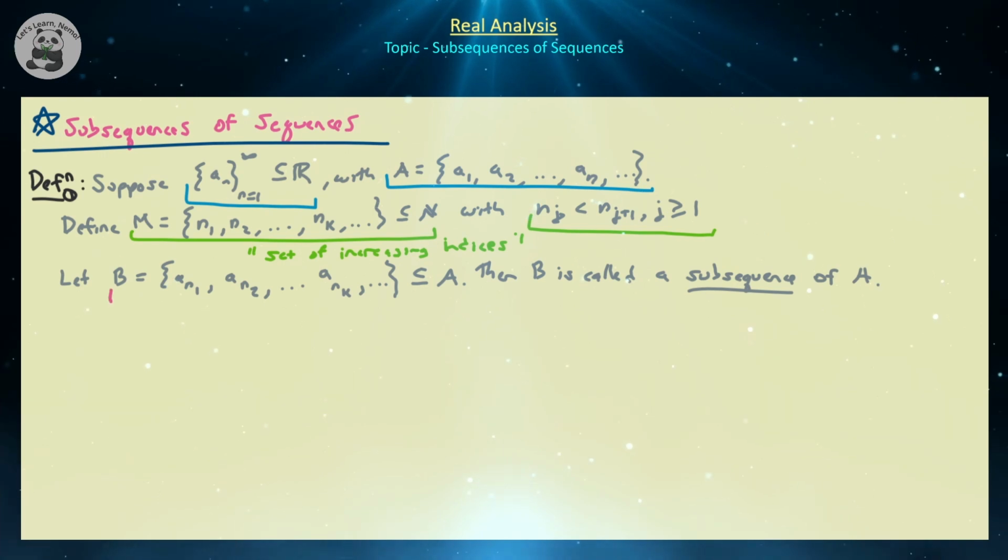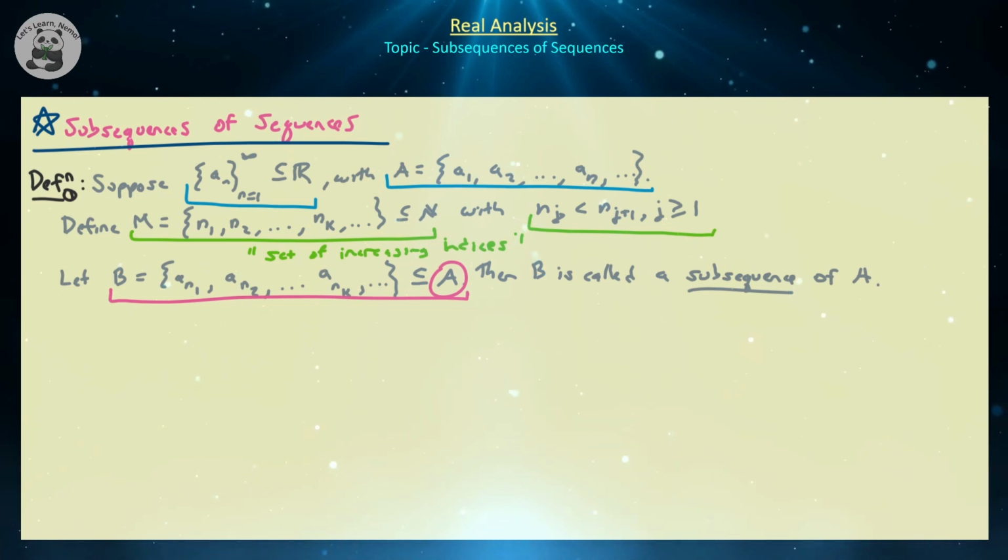Well, we're going to create a subset of that set of real numbers A, and we're going to call that set B. It's going to be elements in the sequence of A, but indexed with respect to that indexing set M. Here, n1 is an index, n2 is an index, nk is an index, and so on. So all of these elements, A subscript nj, are elements in the sequence A, but not necessarily all of them, just a subset of them. And we call B, the sequence of real numbers, a subsequence of the larger sequence A.